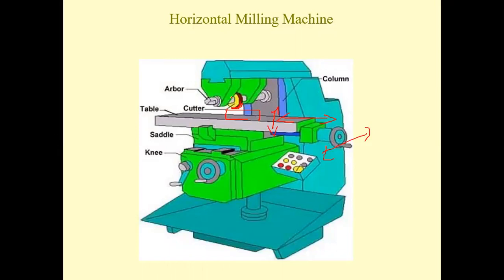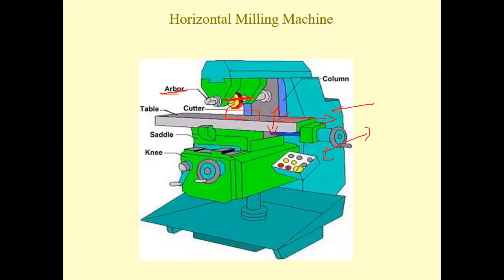and removes the material in the form of a chip. This cutter is mounted on a horizontal bar, and this horizontal bar is called an arbor. This arbor is mounted on a spindle. The spindle is here, inside the vertical column, or simply the column. Inside this column all your driving mechanism is there. This driving mechanism drives the spindle, so when the spindle rotates, the arbor rotates.